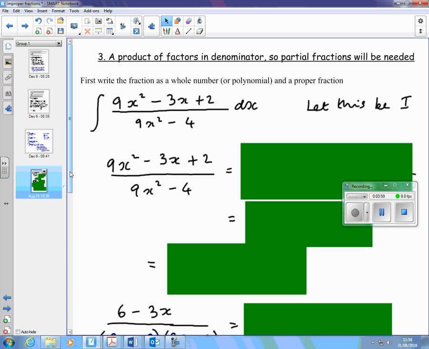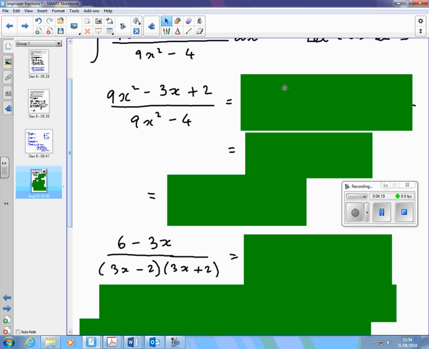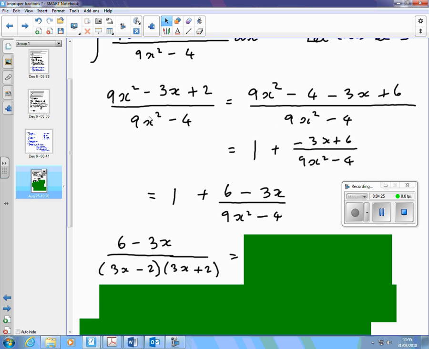The final kind is where we have a product of factors in the denominator, and so you need to use partial fractions. I want to find this integral. I'm going to call it I, so I don't have to write it out again. It is not a proper fraction. The highest power of x in the top line is the same as in the bottom line. So I first have to write it as a number and a proper fraction.